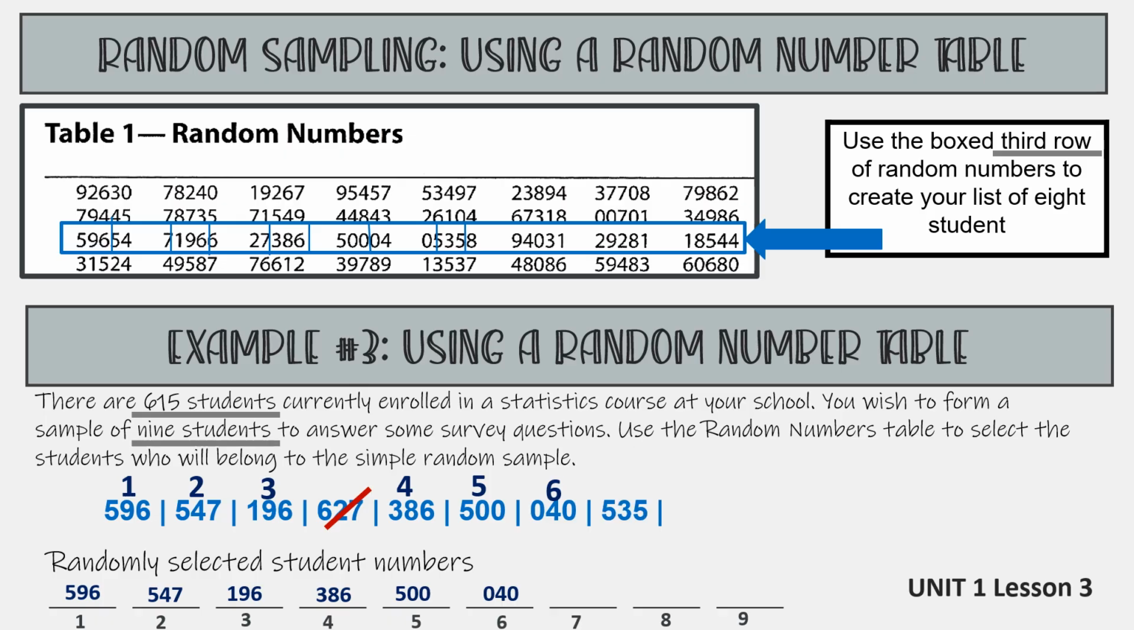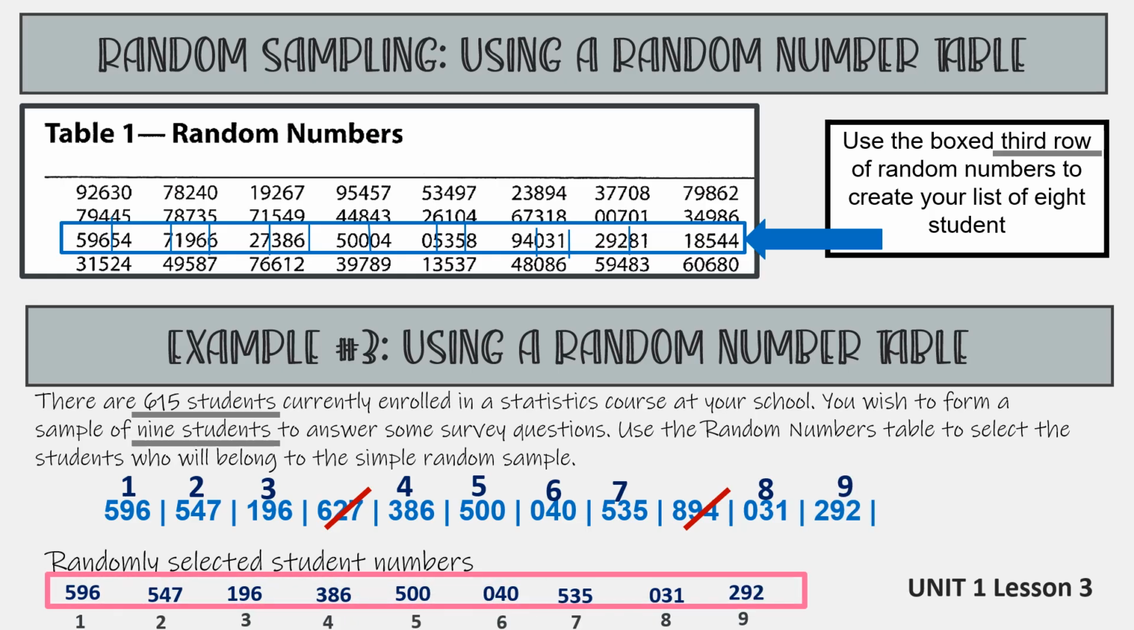Breaking off 3 more numbers, that's 535. That works. It's 615 or less. That's number 7. Break it off again. We get 894. Too big. So cross that one off. Do your next break, 031. So that's 31. That works. And if we do our next break, we get 292, which also works. And that is the 9 numbers that we would select for the students that we would interview in this situation.